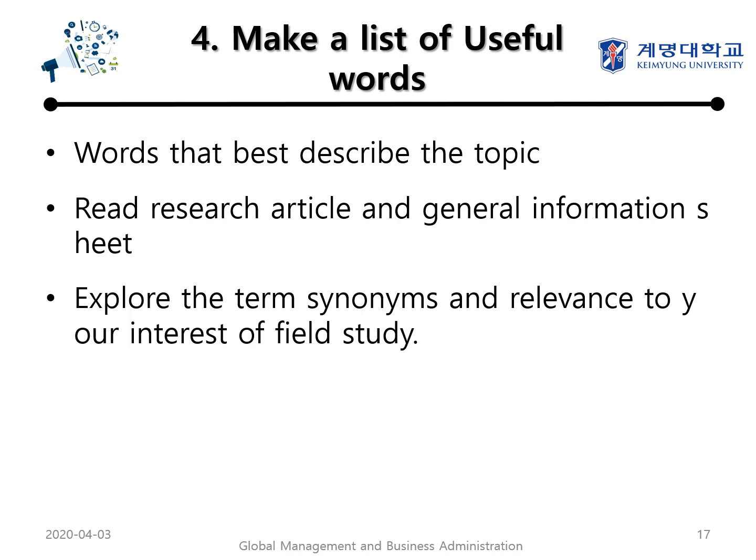Next is make a list of useful words. Listing keywords will help you stay on the right track. It will help you describe your topic easily. That's why if you check a research article after the abstract, you will see the keywords, a minimum of 5 words, because by taking a look at these keywords, the reader will be able to understand clearly what the research is all about. You can explore the synonyms and relevance of your keywords to the interest of your field of study.